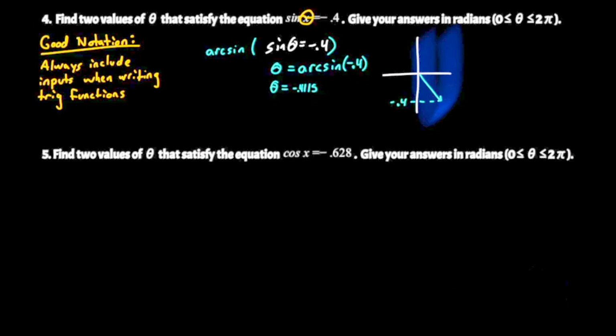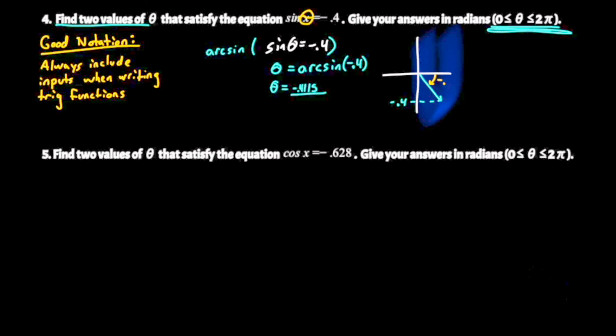But there's a few problems with this answer. For one thing, the direction said to find two values of theta, and so far we just have one. And for another thing, it said to find theta between 0 and 2 pi. And right now our answer is negative 0.4115, and that's less than 0. So it's not even in the correct range. Like the answer was in the range for arcsine, but not the range that the question was asking for. So we're going to have to play around with this answer for a little bit.